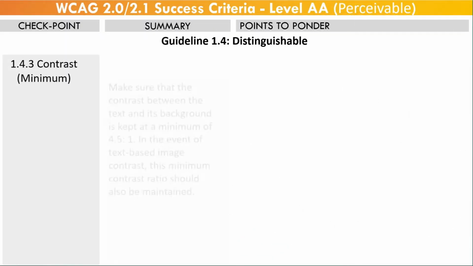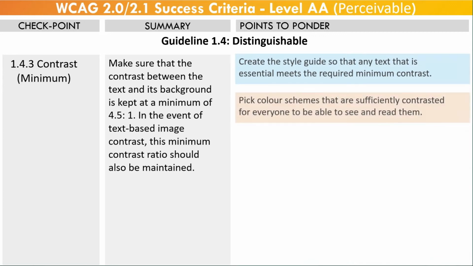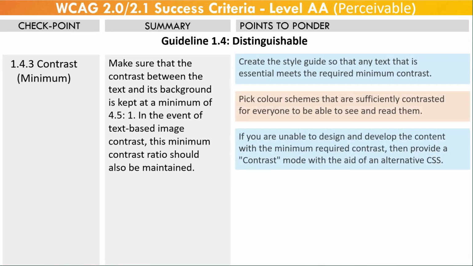Guideline 1.4, Distinguishable. 1.4.3 Contrast, Minimum. Make sure that the contrast between the text and its background is kept at a minimum of 4.5:1. In the event of text-based image contrast, this minimum contrast ratio should also be maintained. Create the style guide so that any text that is essential meets the required minimum contrast. Pick color schemes that are sufficiently contrasted for everyone to be able to see and read them. If you are unable to design and develop the content with a minimum required contrast, then provide a contrast mode with the aid of an alternative CSS.